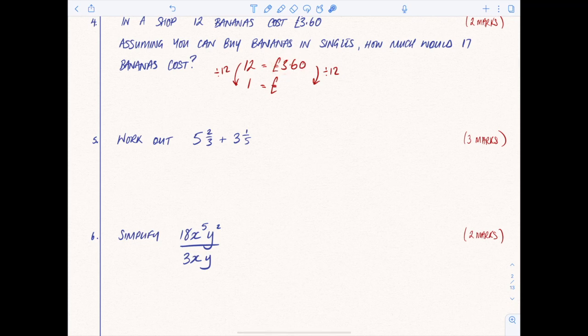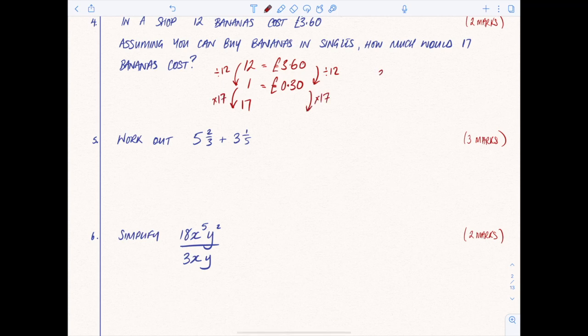Okay, so 12 into 360p or £3.60 is 30p. If you saw it as 360 divided by 12, that would be 30. So one banana costs 30p. I need 17. Or just think to yourself, I've got to times that by 17. So therefore I'm timesing that by 17 as well.